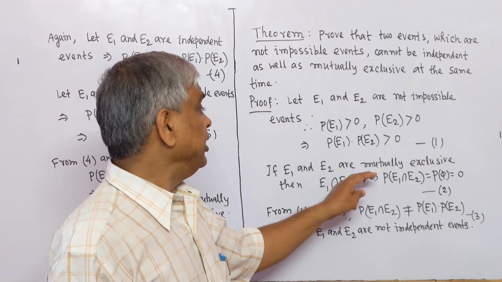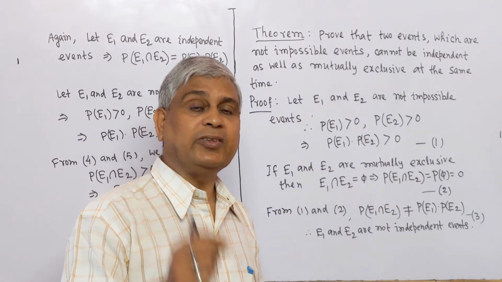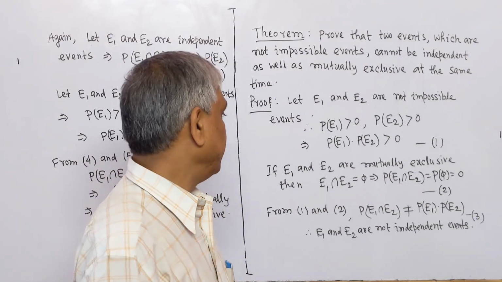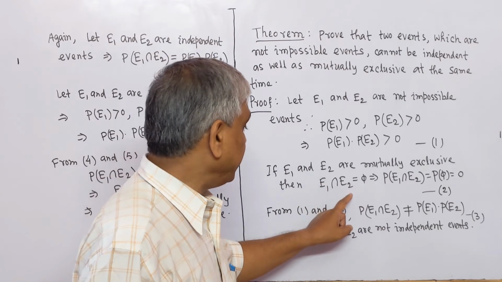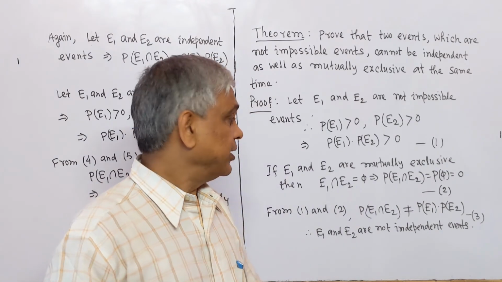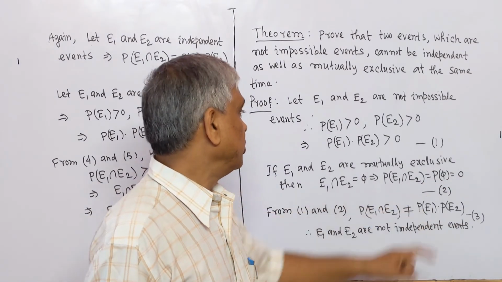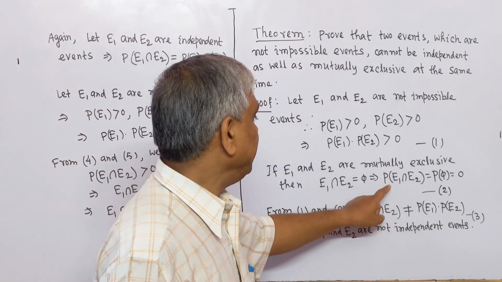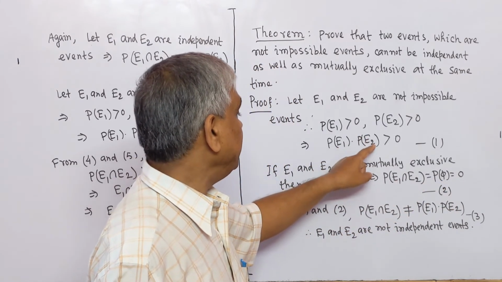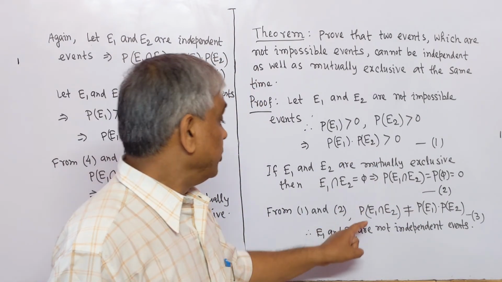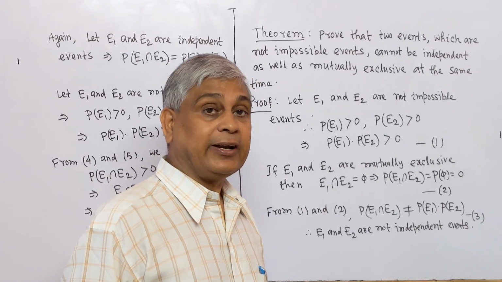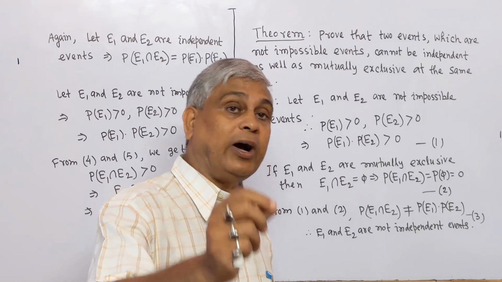Now, if E1 and E2 are mutually exclusive means their intersection is phi, empty set. E1 intersect E2 is phi. If we write P(E1 intersect E2) equal to P(phi), P(phi) means probability of empty set event equal to 0. This is number 2. From 1 and 2 we get that P(E1 intersect E2) equal to 0, which is not equal to P(E1) multiply P(E2). Therefore, E1 and E2 are not independent events, because for independent events we know that P(E1 intersect E2) equal to P(E1) multiply P(E2).